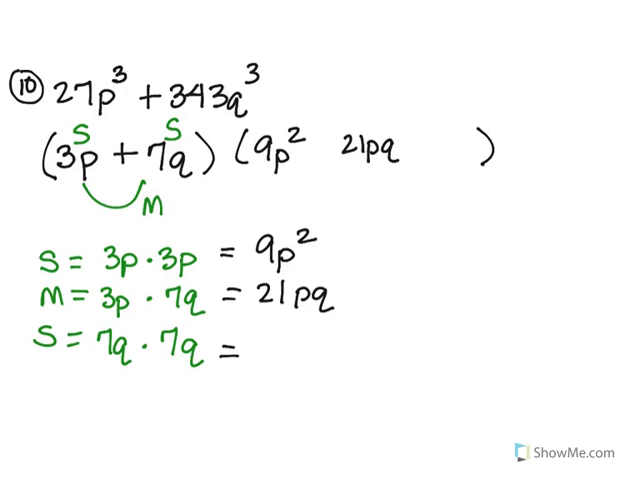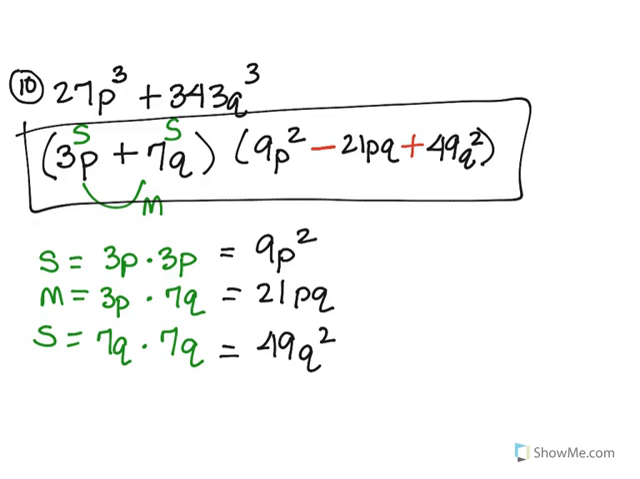And then 7q squared is 7q times 7q, which is 49q squared. Now, the rules say you can only have one negative. So if I did not give you a difference of cubes problem, then your negative will only go on the middle. The last term will be positive. So our answer would be 3p plus 7q times 9p squared minus 21pq plus 49q squared.